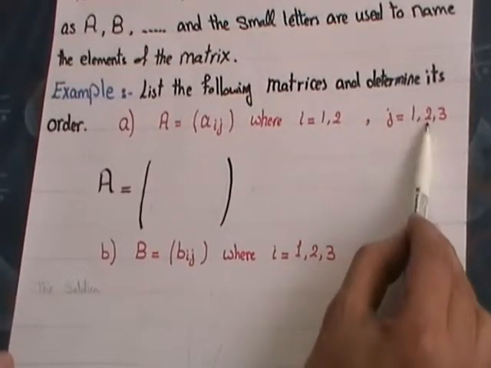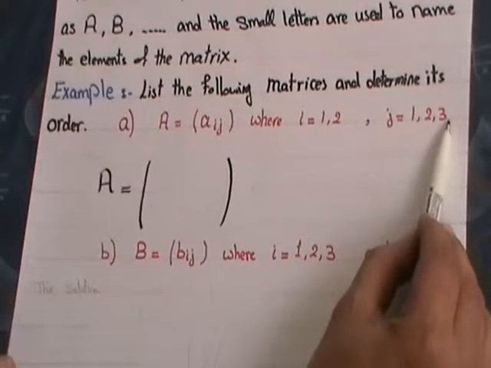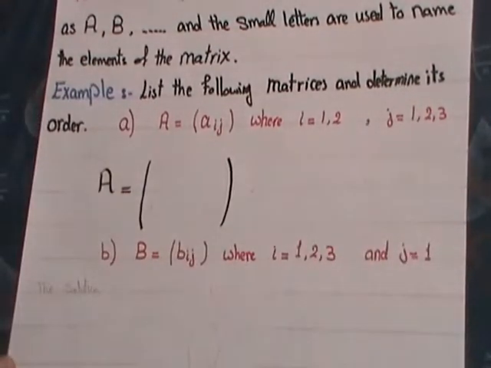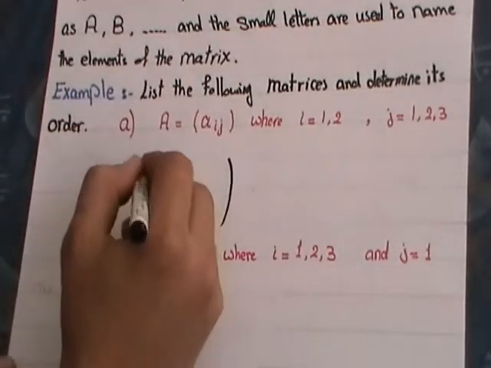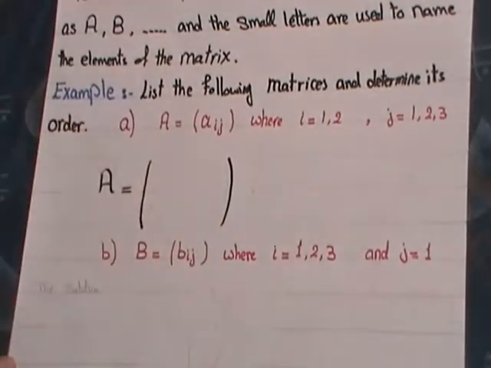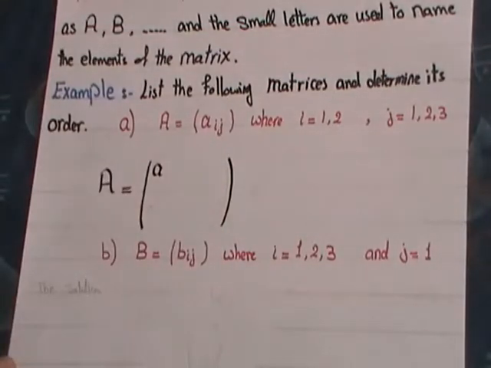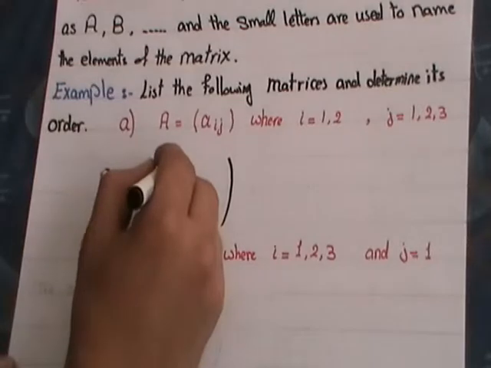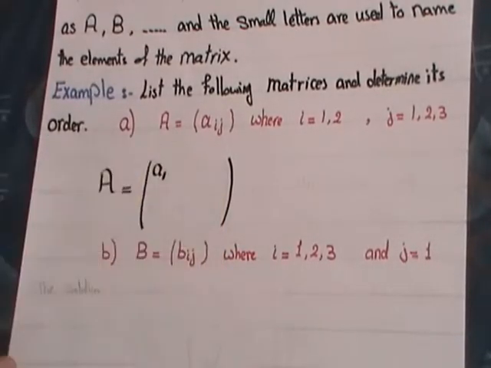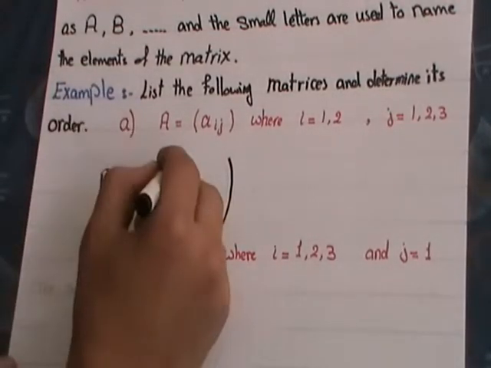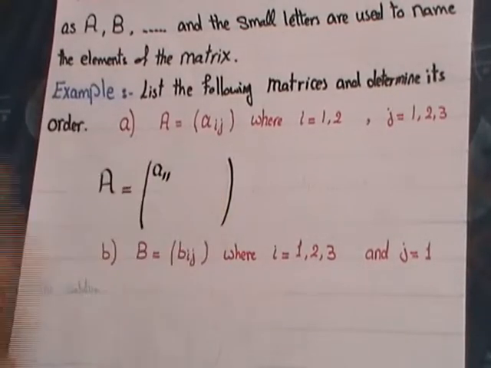We have 3 columns. The number of rows, we start from rows. We have 2 rows. So we write here the first element in the first row and the first column. It's called a, small letter, and then the first element in the first row and the first column, here 1 represents the first row and also 1 represents the first column.